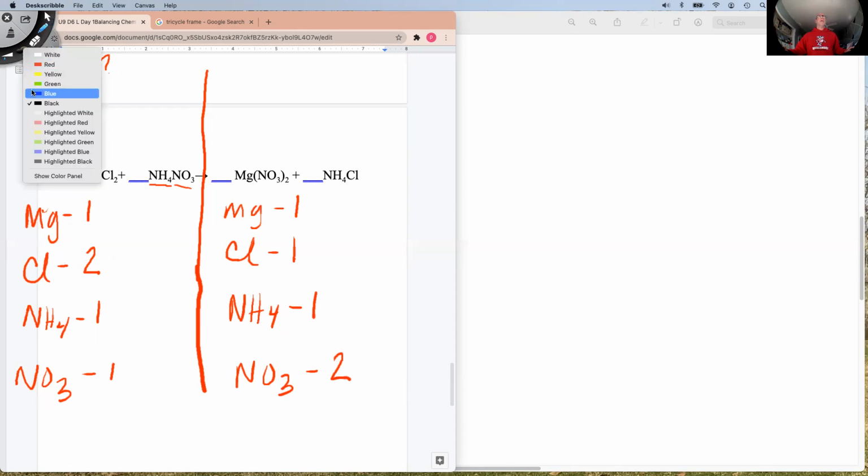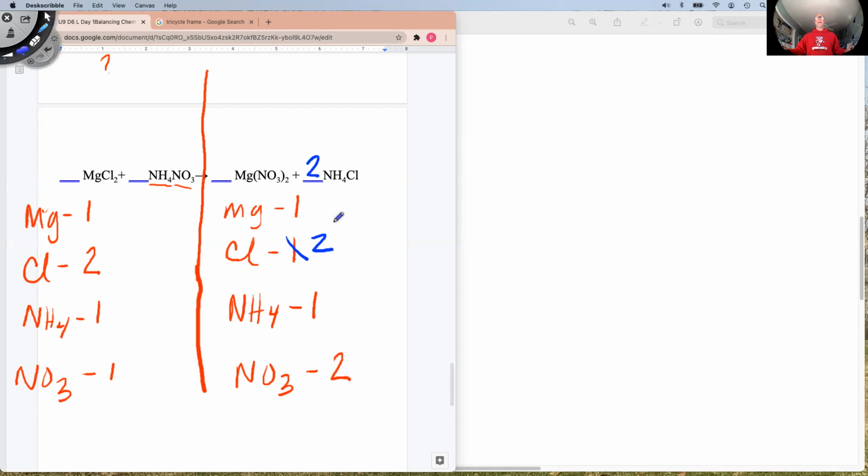And right away you say, okay, there's twice as many chlorines over here, so we have to double the number of chlorines. The only way to double is to put that number right here. And now I've just multiplied that one and made two chlorines. But I've also doubled the amount of ammoniums, and I also have two ammoniums over here. So now let's look at the other side. We have one magnesium, two chlorines, and now it looks like my ammoniums are out of whack. And my nitrates are out of whack because I have a 2-to-1 ratio.